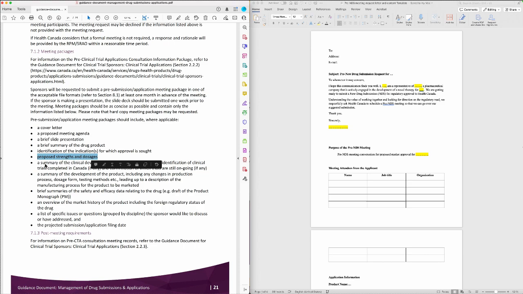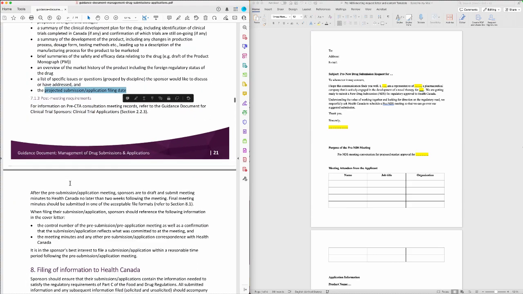So obviously, it also has a summary of the clinical development plan. It has a summary of development of product, including any changes in production process, etc., if it applies to the meeting that you're applying for. And then you may also have, again, brief summaries of the safety and efficacy data relating to the drug. And then it may be an overview of the market history. It can be a list of specific questions. And of course, the projected submission and application filing date.